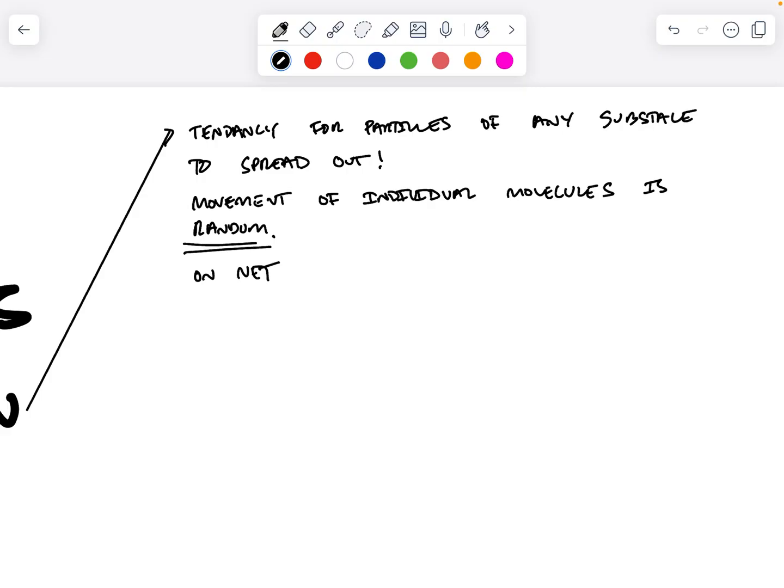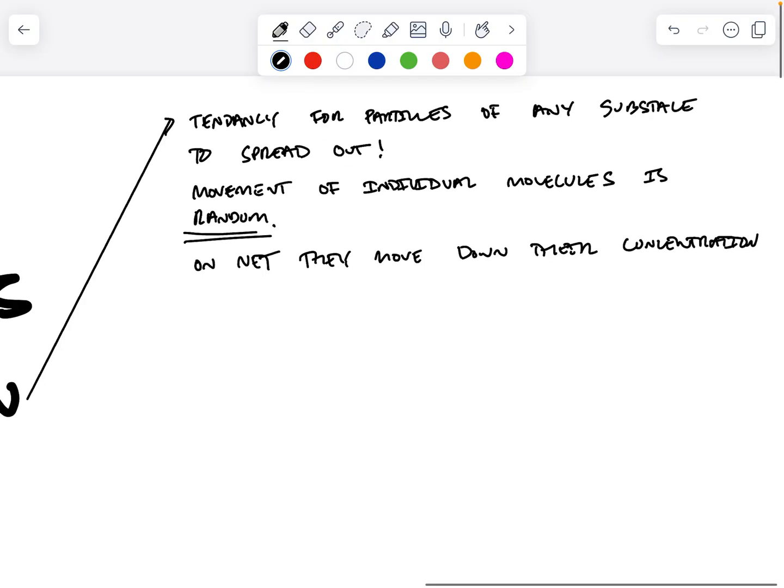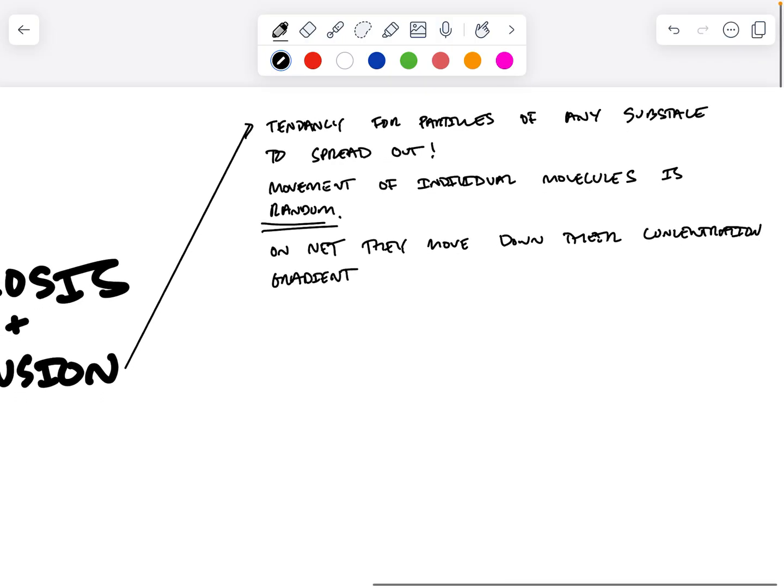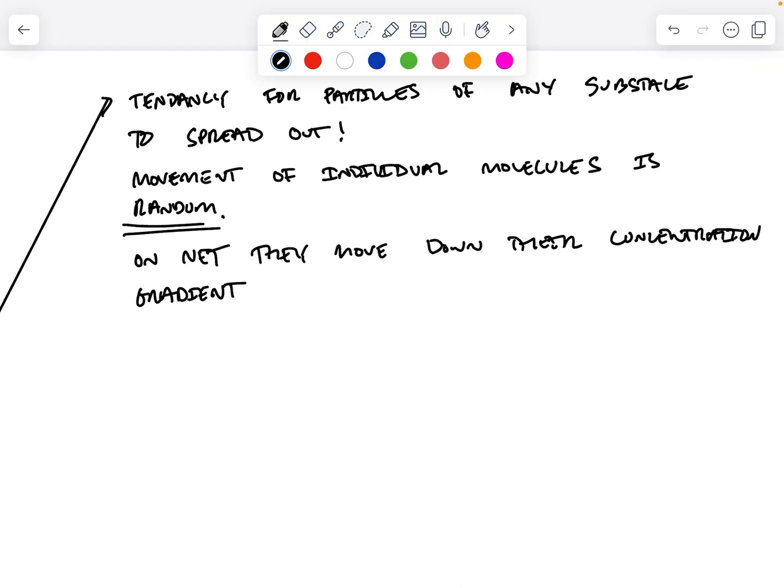So when we add up the movement of particles going left and particles going right, if we start out with more particles on the left than on the right, then over time, there are going to be equal numbers of particles on the left and on the right. On net, they've moved down their concentration gradient, until they reach a property that we call dynamic equilibrium.